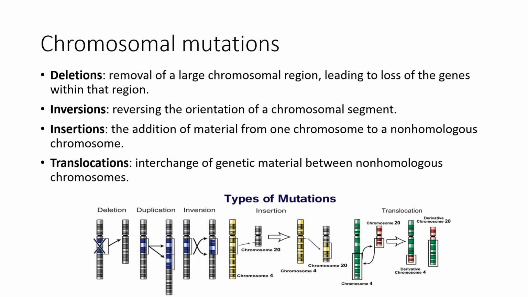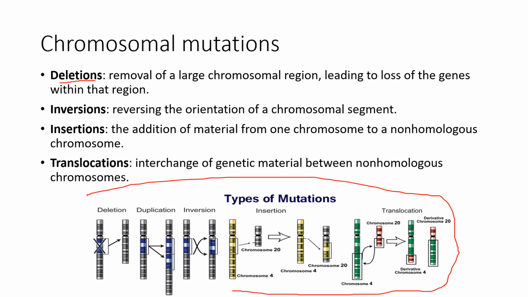Then we have chromosomal mutation. Chromosomal mutation can be deletion, inversion, insertion, translocation, and the fourth one is duplication or amplification. Deletion is the removal of some chromosomal region. You can see over here I have given examples of deletion, inversion, insertion, and translocation. You already know these things.